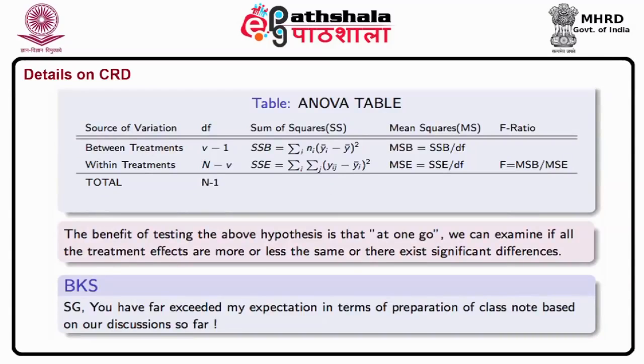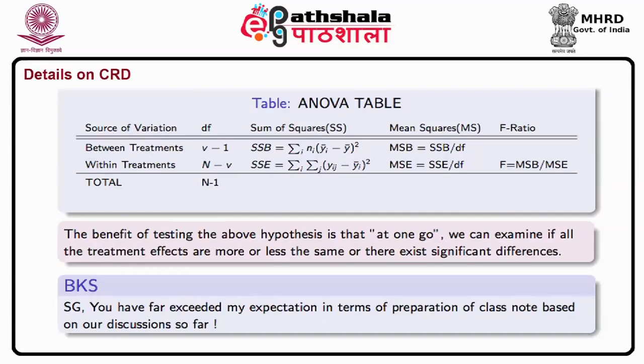So the ANOVA table will look like this: the sources of variation will be between treatments and within treatments. Corresponding to between treatments, the degrees of freedom will be v minus 1. The sum of squares between, SSB, is equal to summation of n i into y i bar minus y bar whole square. The MSB is equal to SSB by the degrees of freedom, and for within treatment, the degrees of freedom will be N minus v, as is shown in the table. SSE and MSE were discussed earlier. So the F will be MSB by MSE. And the total degrees of freedom is capital N minus 1.